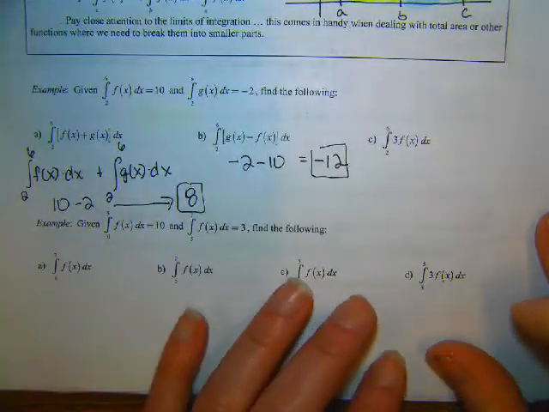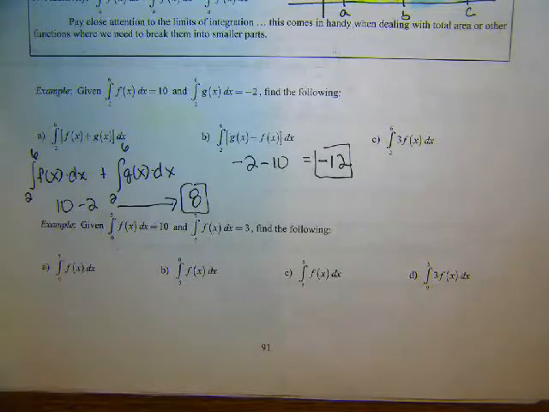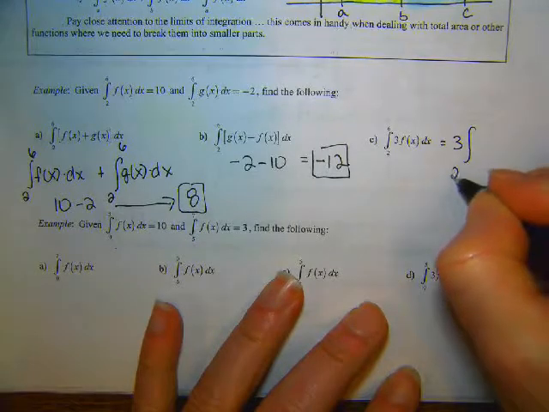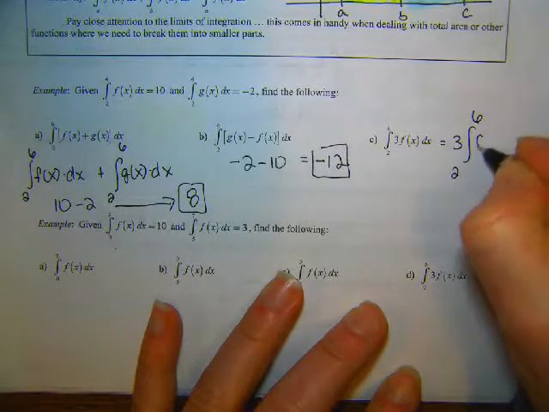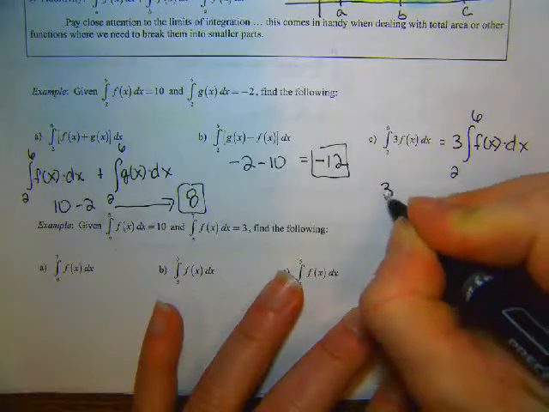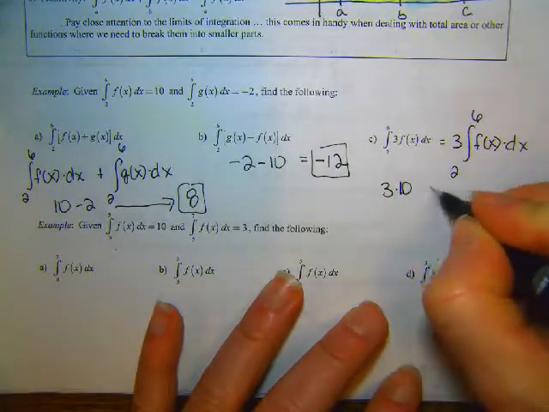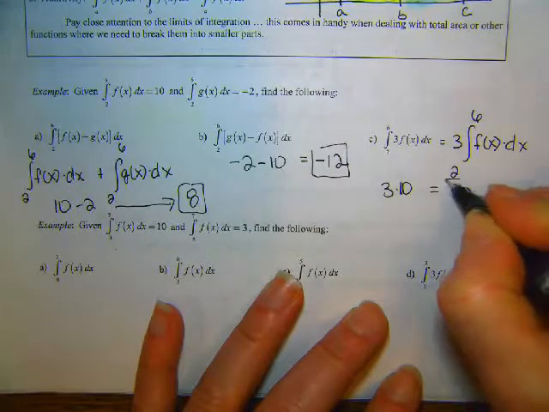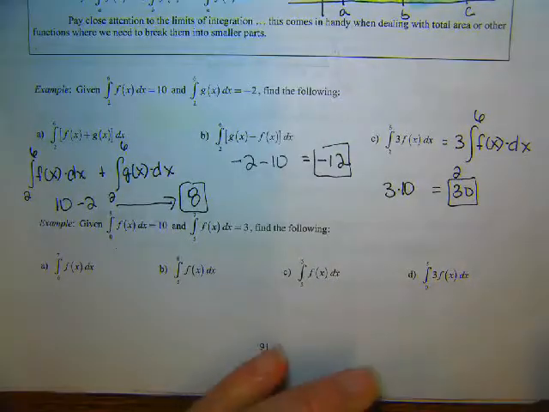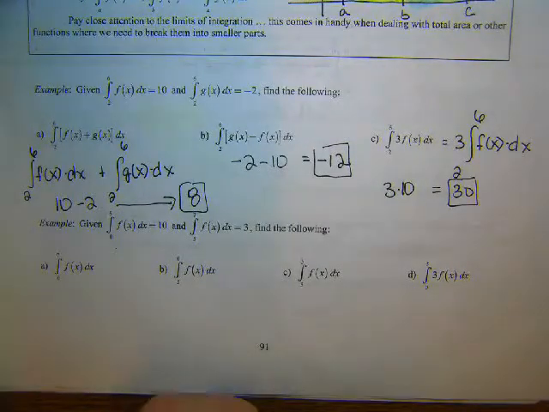All right. What is C an example of? So this is the same thing as 3 times the integral from 2 to 6 of f of x dx, which is 3 times 10, or 30. Okay.